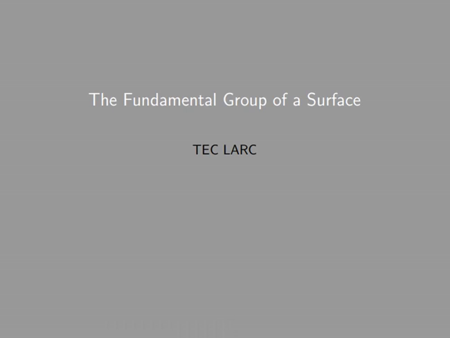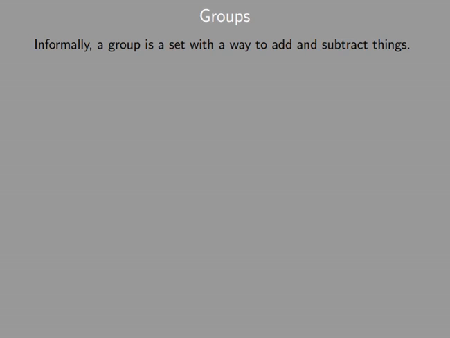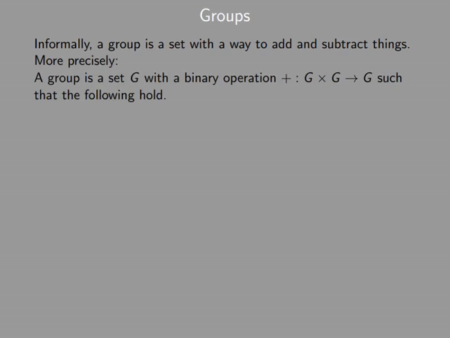Here we are looking at the fundamental group of a surface. Groups. Informally, a group is a set with a way to add and subtract things. More precisely, a group is a set G with a binary operation, like addition or multiplication, such that if we perform that operation with two elements in the set, we get another element in the set.